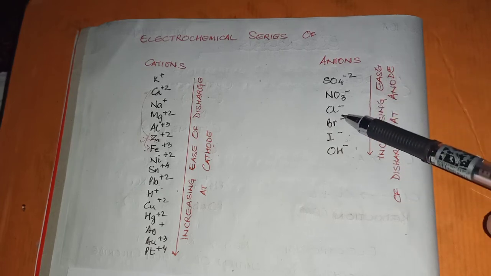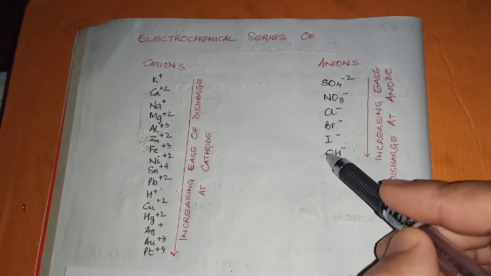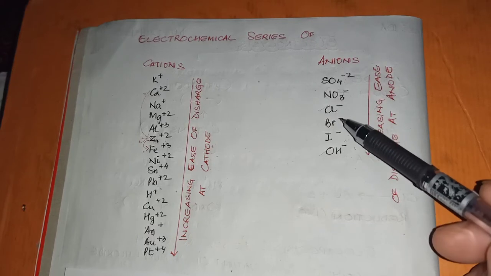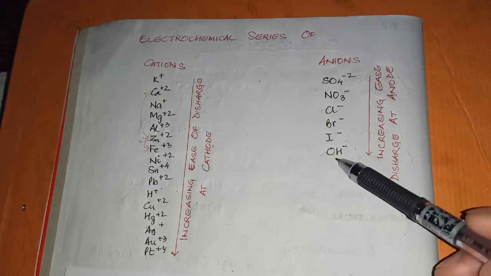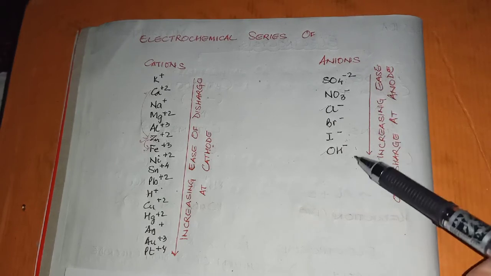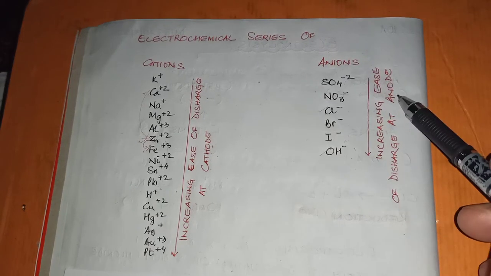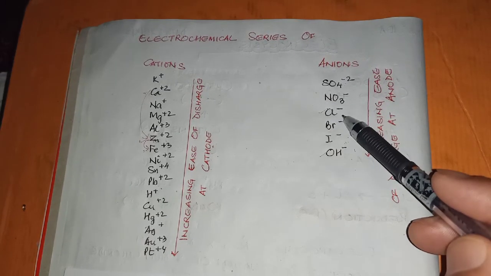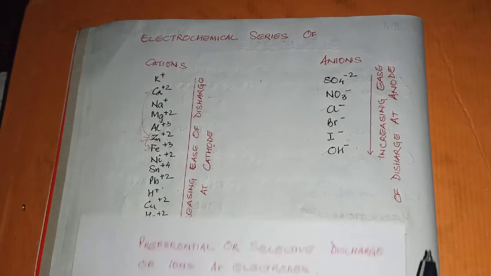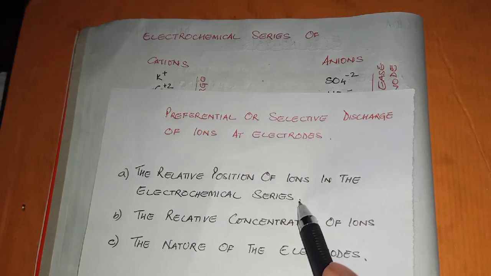So if there are ions of chloride and hydroxide, now in the electrochemical series, which one is in the lower position? Hydroxide. So hydroxide will move towards the anode and it will get discharged at the anode instead of chloride ion. So this is what is said by the first condition for the selective discharge of ions at the electrode.